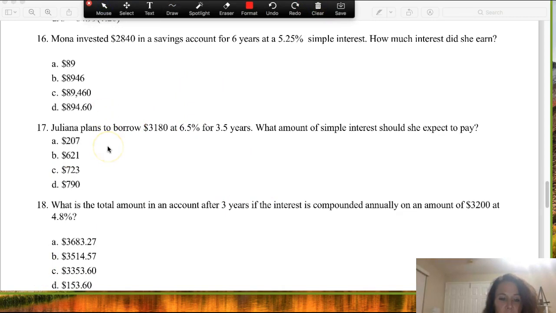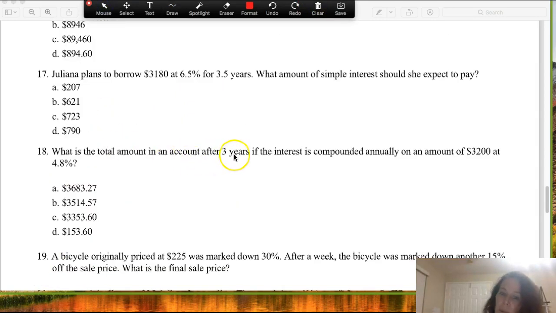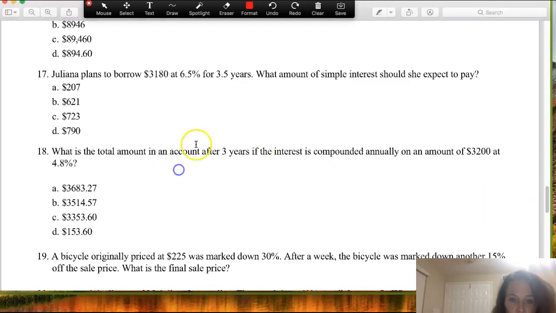Okay, number 18, what's the total amount in an account after 3 years if the interest is compounded every year, annually, on an amount of $3,200 at 4.8%? So there are compound interest formulas, but let's just manually figure this out, okay? Using our simple interest formula, we would do this. Interest equals principal times the rate times the time.